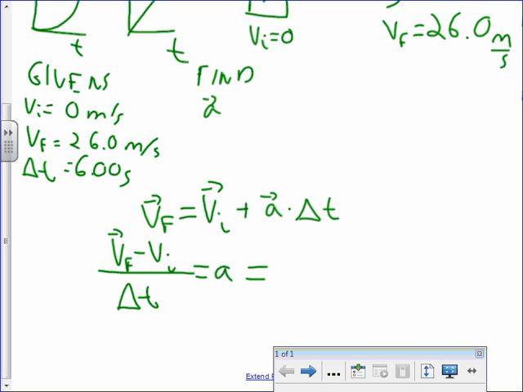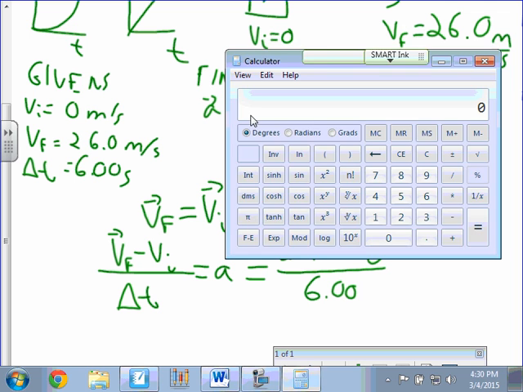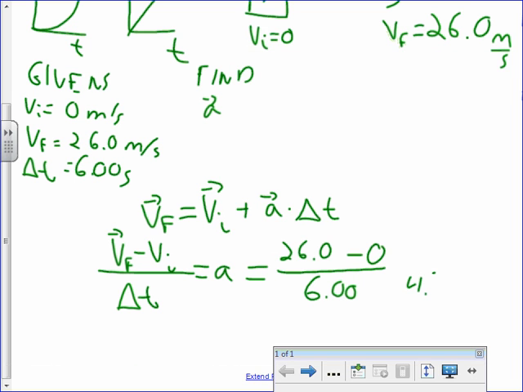And now I can plug in my numbers that I have. 26.0 minus 0 all over 6.00. I then put this into my calculator, and I come up with 4.33, and because everything has 3 sig figs, that's going to be my answer. So it's going to equal 4.33. My units are going to be meters per second squared.